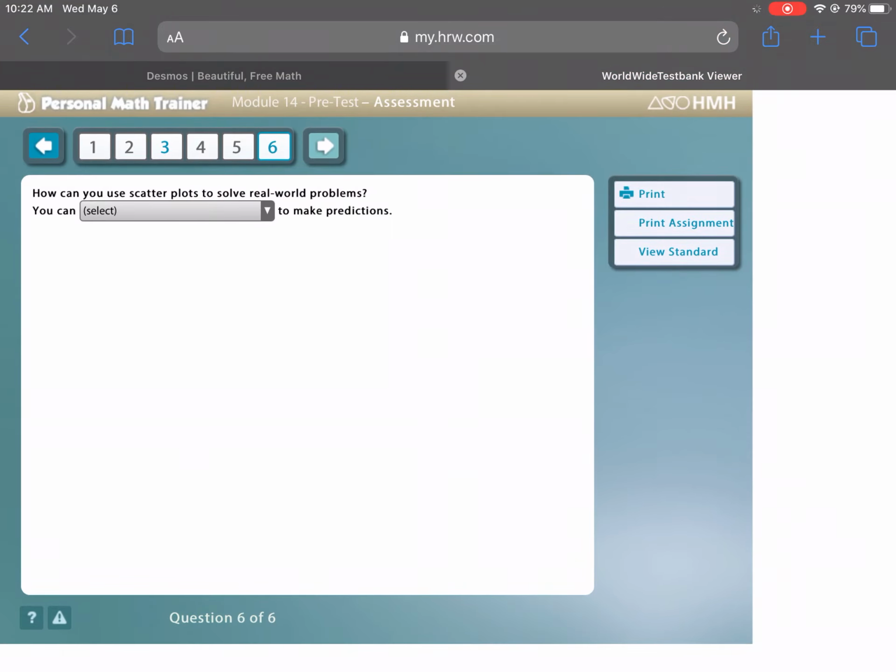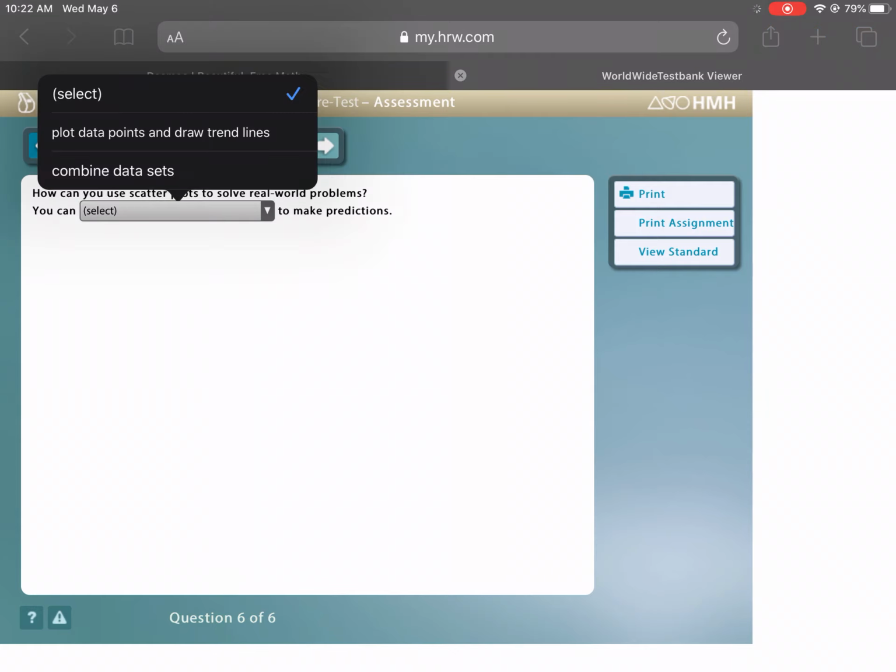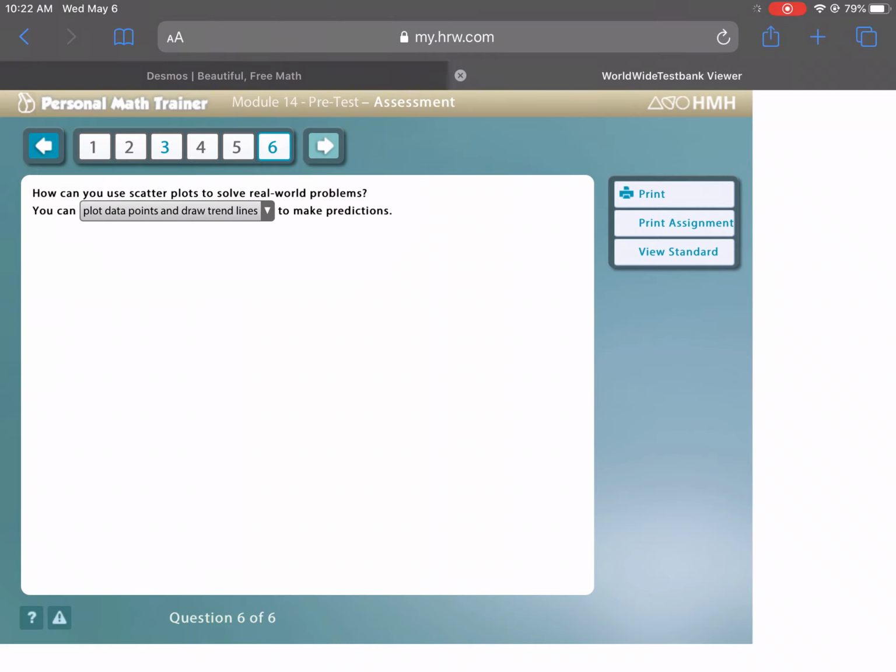All right, and then the last question: how can you use scatter plots to solve real-world problems? You can either plot data points and draw trend lines to make predictions, or combine data sets. It's the first one, plot data points and draw trend lines. I would recommend going through this and maybe taking notes or just remembering what this is, because the quiz tomorrow is going to be just like this. 6 questions, pretty much similar, just different numbers.